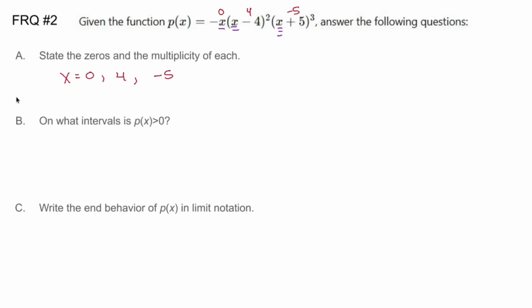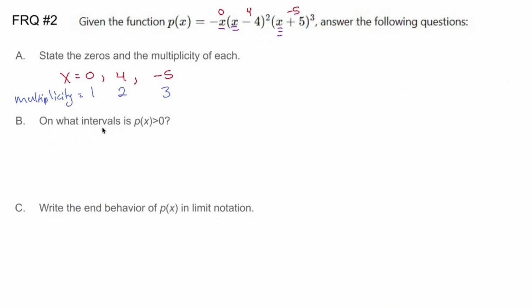Now the multiplicity for each is completely dependent on how many exponents are attached to that factor. -x has an invisible exponent of 1, which means the multiplicity is 1. 4 has a multiplicity of 2 because of its exponent, and -5 has a multiplicity of 3 because of its exponent. Okay? So there you have it. There's our multiplicity. There are our zeros. Now we can use this information, plus a little bit more, to answer B.